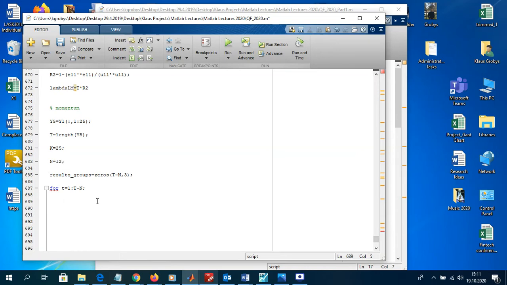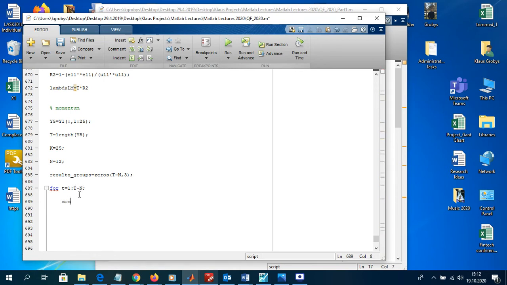And we lose, in the beginning of the sample, capital N observations. So that's why our result matrix has the dimension T minus N by 3. Next, we do a for loop with t from 1 until capital T minus N.